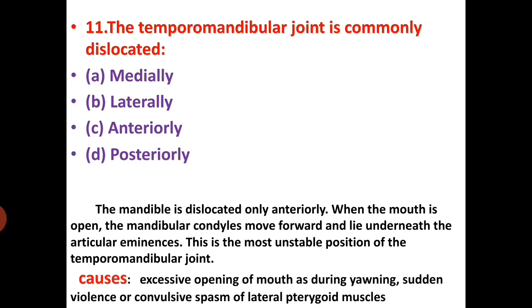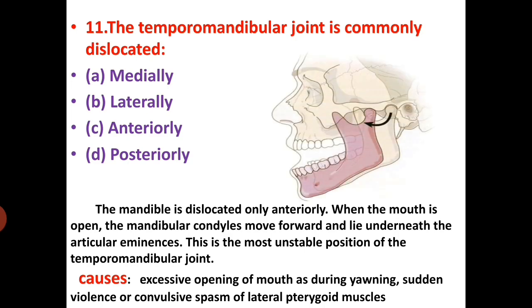The temporomandibular joint is dislocated by excessive opening of the mouth as during yawning, and by sudden violence or convulsive spasms of the lateral pterygoid muscle. So these are the causes for this. The answer here is anteriorly, the common dislocation. In this image you can see that it is usually dislocated anteriorly.